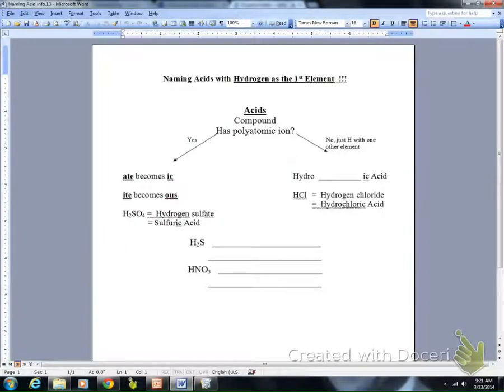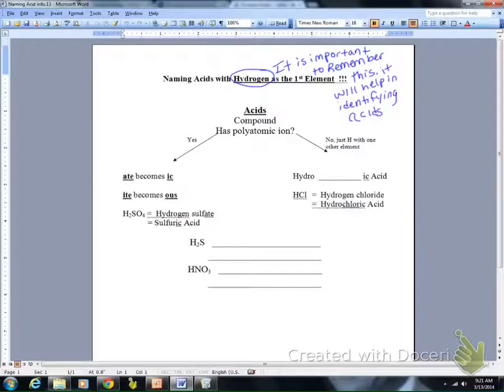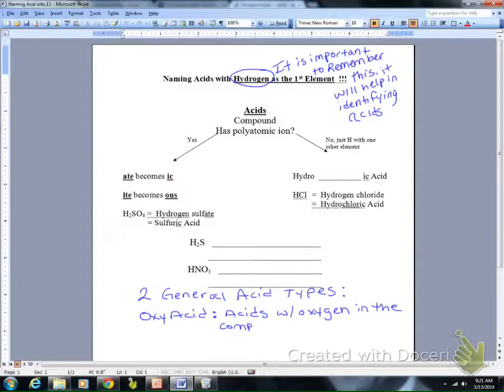We are going to work on naming acids and bases. Remember, an acid is anything with a hydrogen in the front of it. So it's anything with a hydrogen in the name. It's going to help you identify what are the acids. There's two general types of acids: oxyacids, which are acids with an oxygen in it, and these are also going to be ones that have polyatomic ions attached to it. And then we have a binary acid. These are acids with no polyatomic ion.